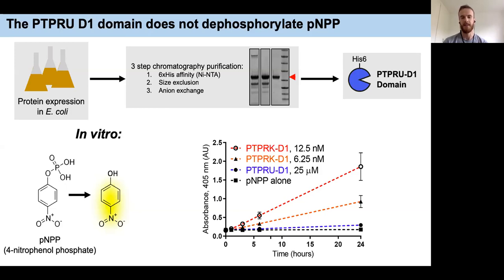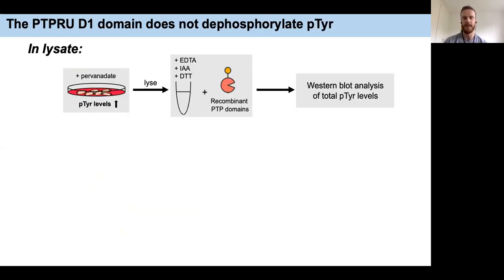So we can take the D1 domain of PTPRK, which we know is active, and even at low nanomolar concentrations, you can get nice measurable activity. And in comparison with PTPRU, even at very high concentrations or at very long time points, you're seeing no significant activity over the baseline. So this is an in vitro microplate assay. To make sure there weren't any cellular cofactors necessary for the activity of PTPRU in cells, we do dephosphorylation assays in cell lysates.